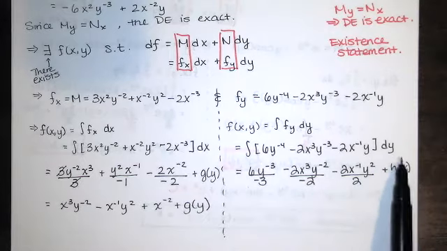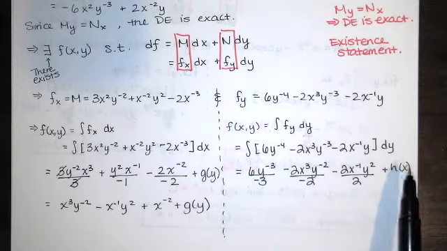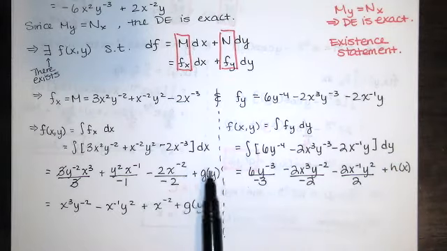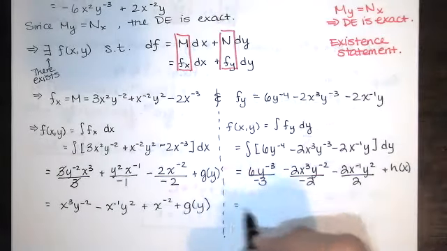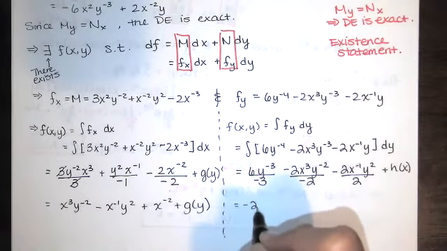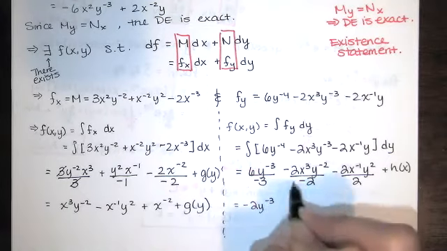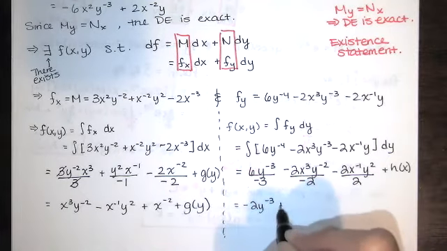When we're taking the partial derivative of this with respect to y, any function of x with respect to y, we would get 0. And if I'm taking the partial derivative of this function of y with respect to x, I'm going to get 0. So it makes sense that we would have a function of y here and a function of x here. Okay, so I'm going to simplify. And then the -2 divided by the -2 is a +1.